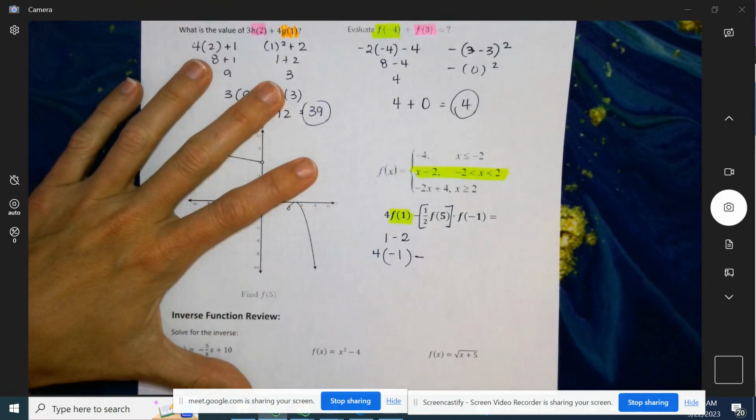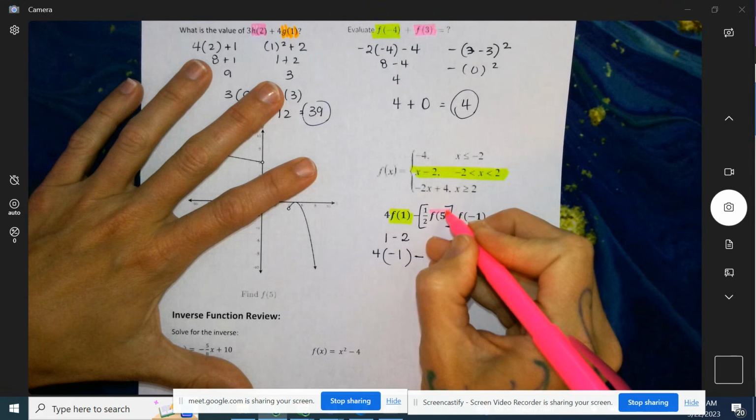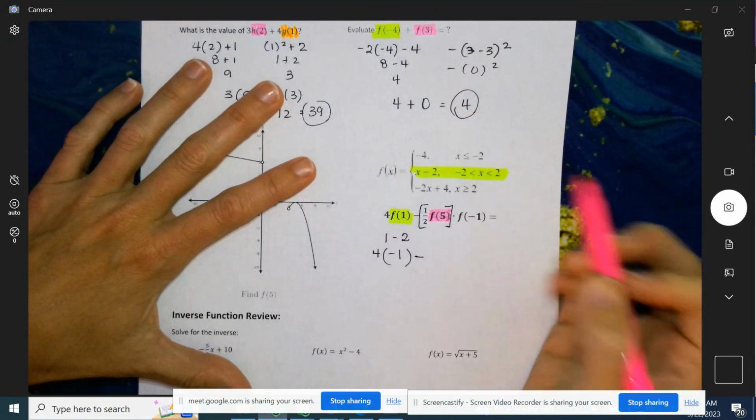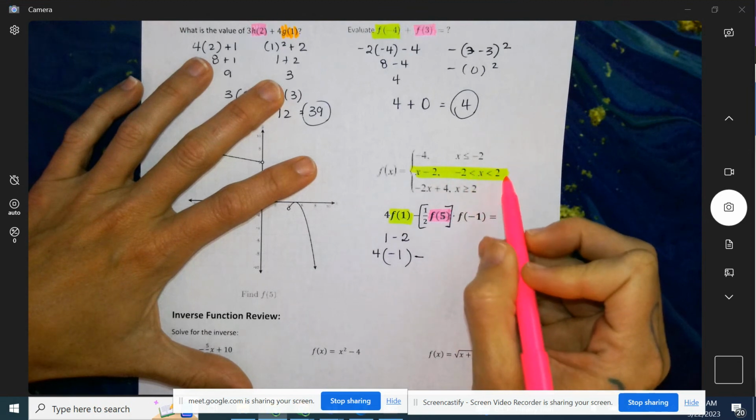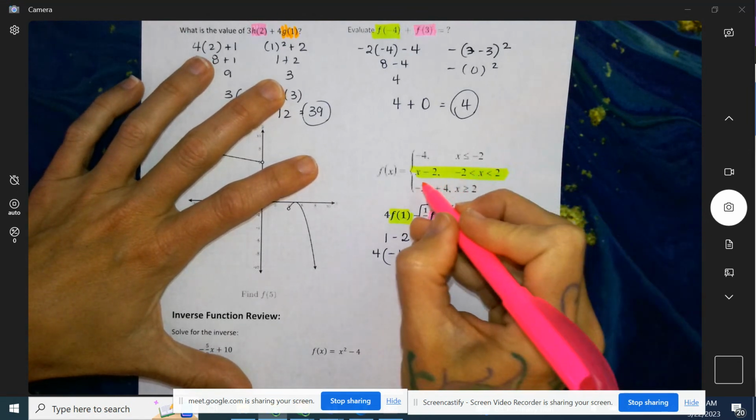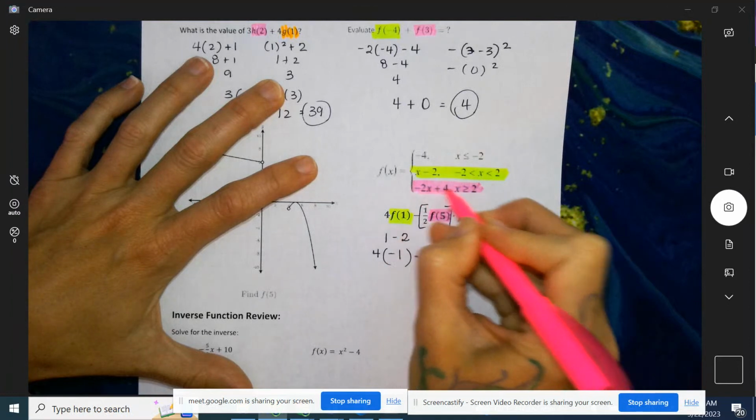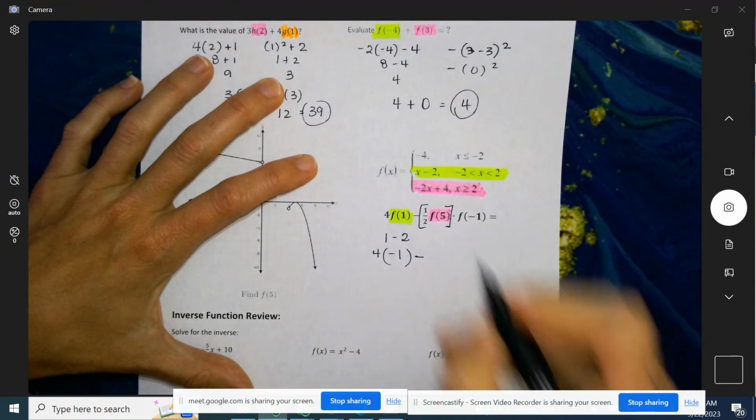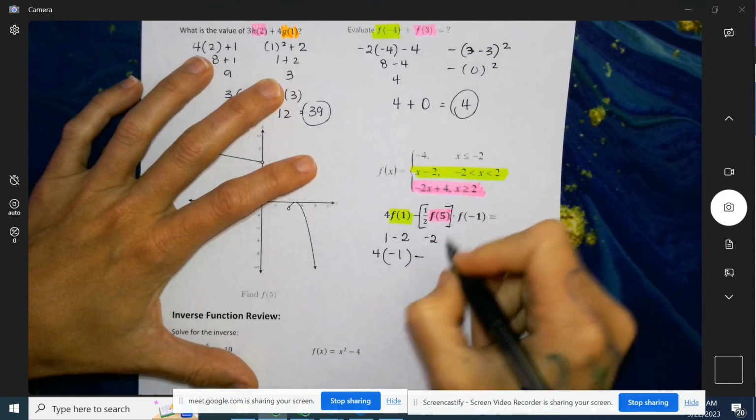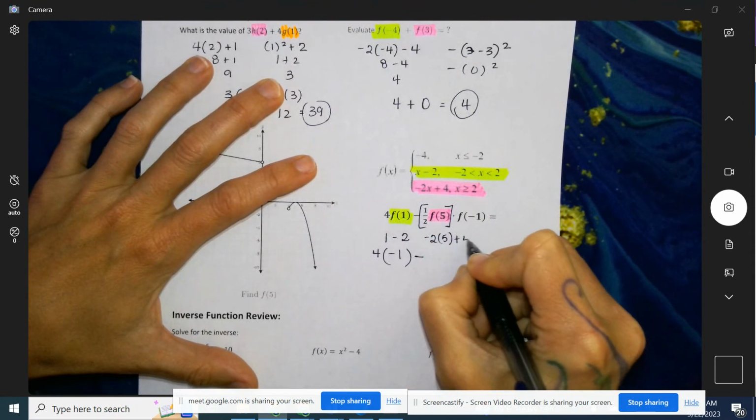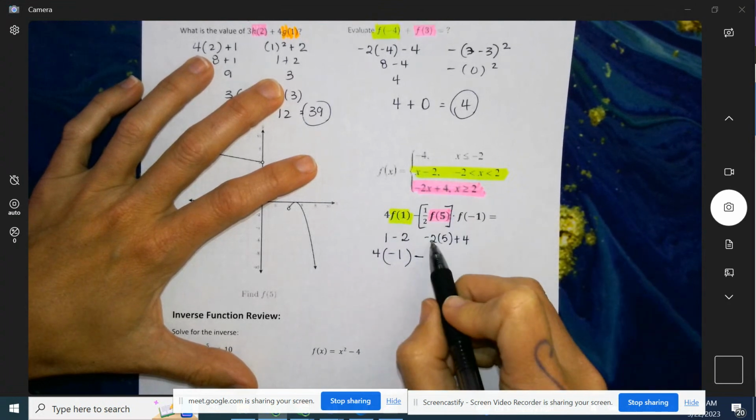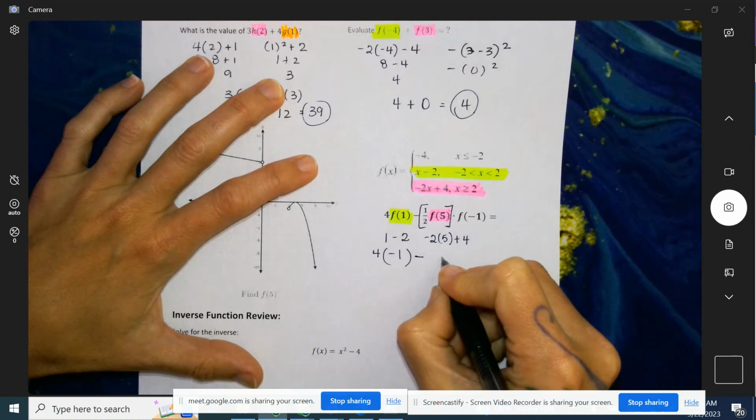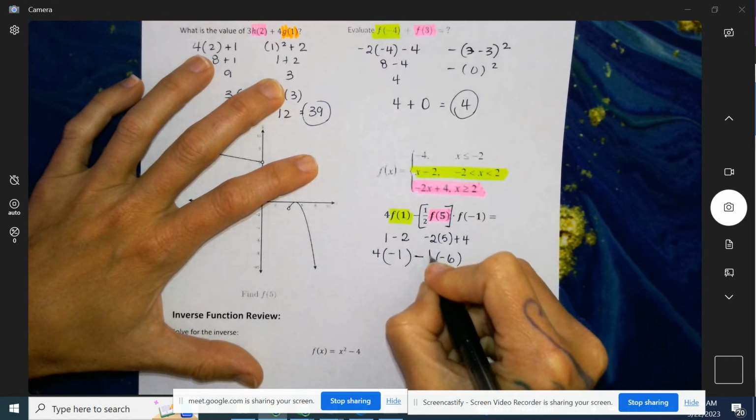So f of 5, we have to figure out which function meets the need for f of 5. So is 5 less than or equal to negative 2, between negative 2 and positive 2, or greater than or equal to positive 2? That's going to be this one. And again, this one was not on your test or quiz. I just added it for more practice. So we're going to do negative 2, plug in the 5 in the place of x, and then add 4 because that's the equation given. It's going to be a negative 10 plus 4, which is going to give us a negative 6. We have a 1/2 in front of that.